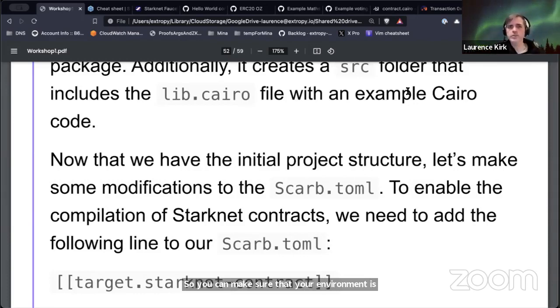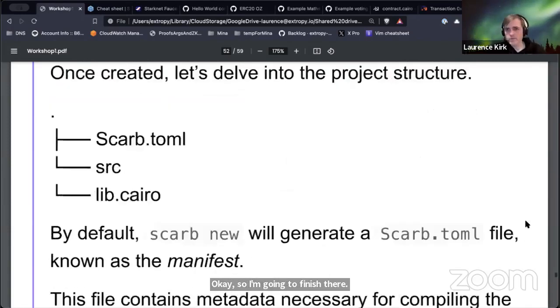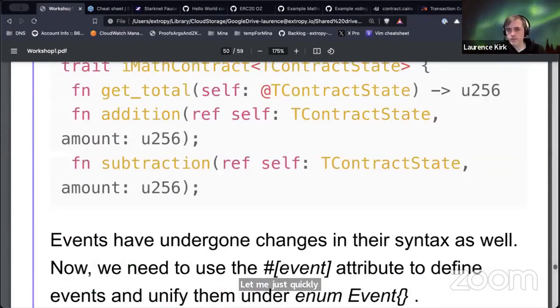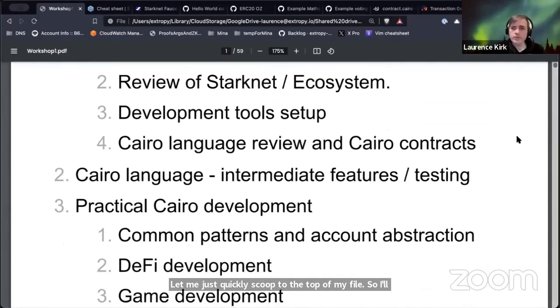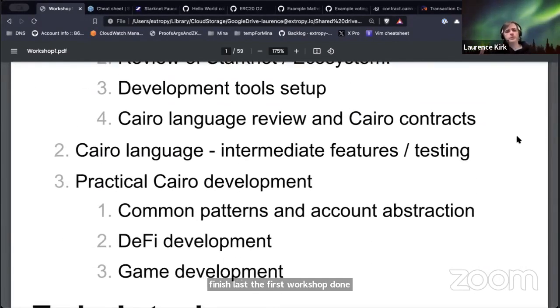Okay, so I'm going to finish there. That's the first workshop done. In the next workshop, as well as answering any questions that people have, I'll look at more details about Cairo. We'll also look at testing in more detail, the sorts of things that we can do.